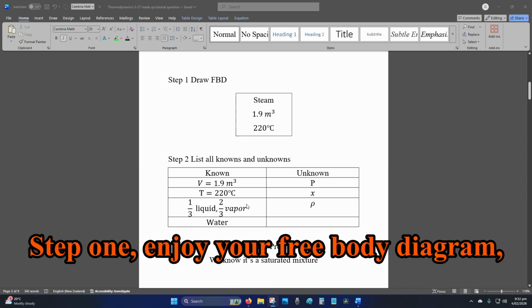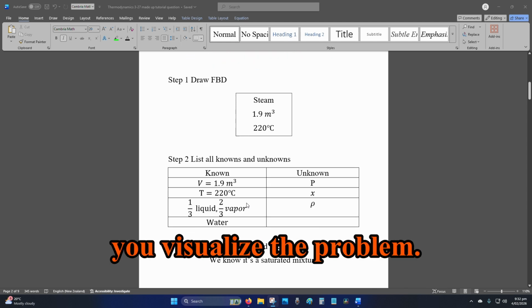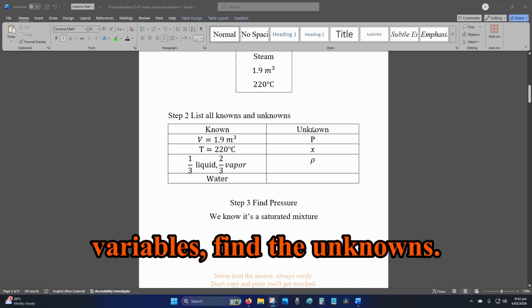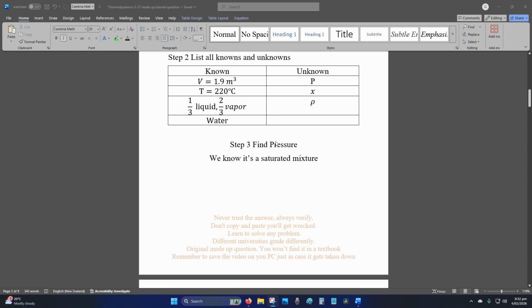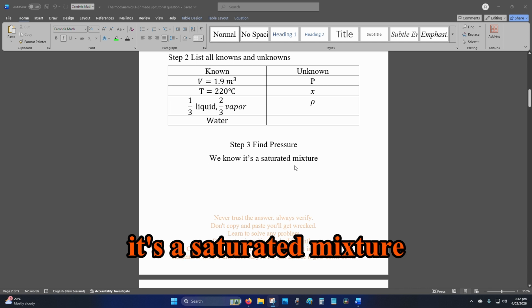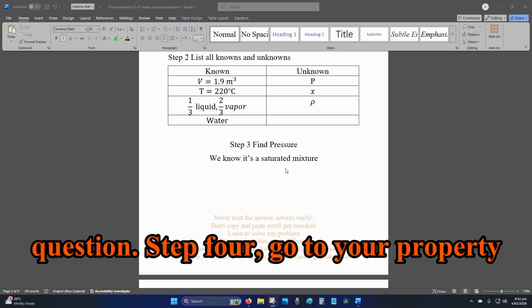Step 1, draw your free body diagram, your FBD. This will help you visualize the problem. Step 2, list all the given variables, find the unknowns. Step 3, find the pressure. We know it's a saturated mixture because they told us in the question.